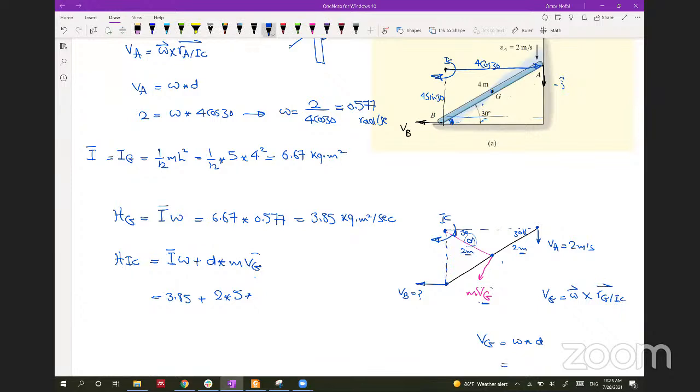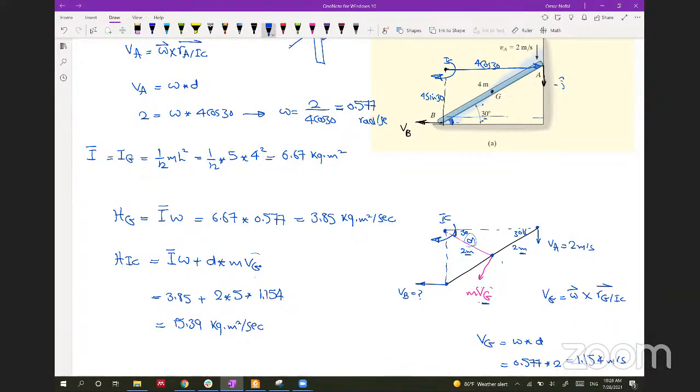Okay, so I don't want to do cross product because I already know the direction of Vg. So the omega is 0.577. We just solve for it, and this will be multiplied by d, 2 meters. So it will give you 1.154 meters per second. And when you do this multiplication, it will be 15.39 kilogram meter squared per second.